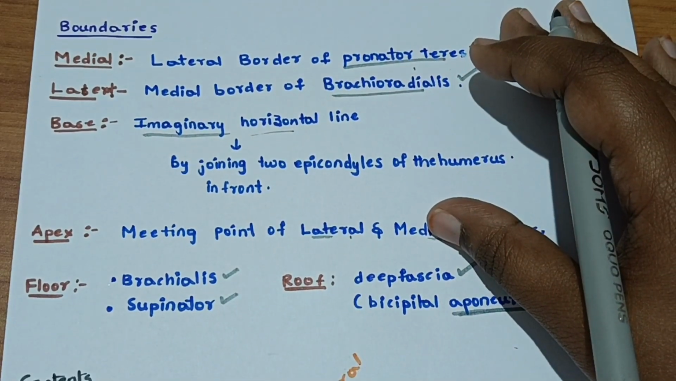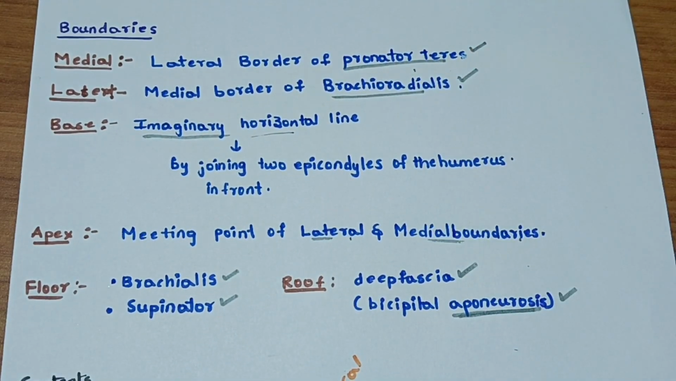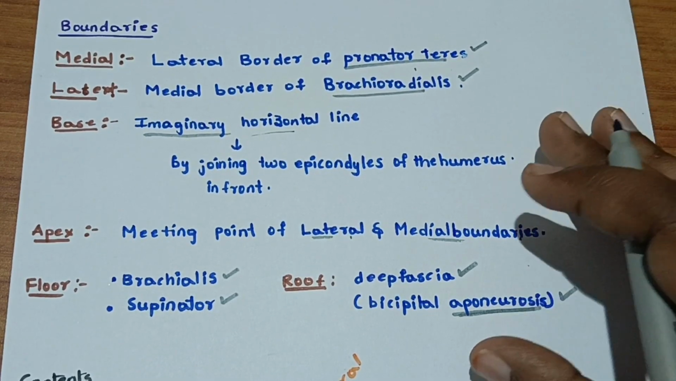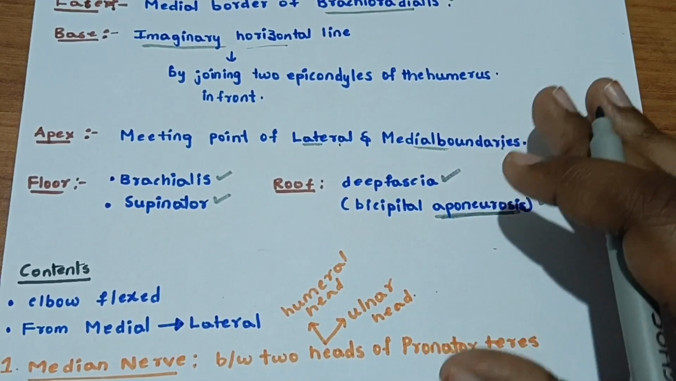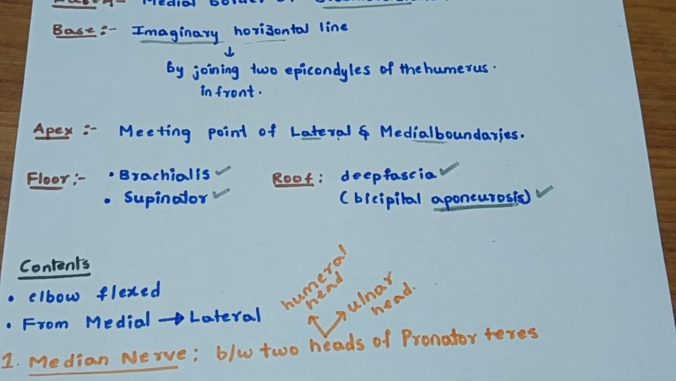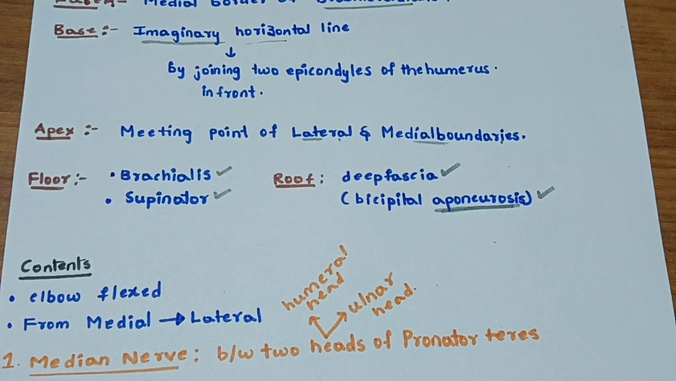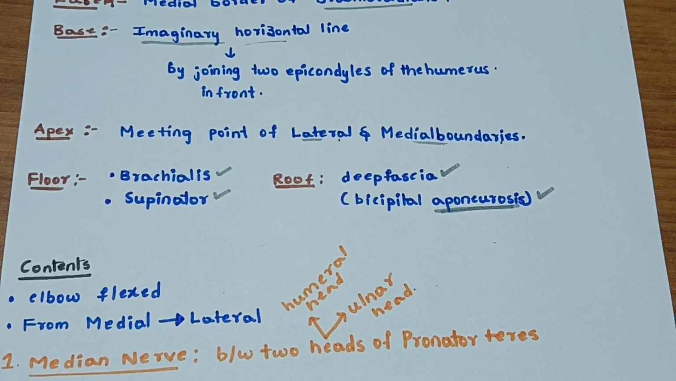Floor is formed by brachialis and supinator, whereas the roof is formed by deep fascia, that is the bicipital aponeurosis. Now let's see the contents of the cubital fossa. If we want to see the contents of the cubital fossa, the elbow should be flexed slightly. On flexing the elbow, we can see the contents of the cubital fossa.